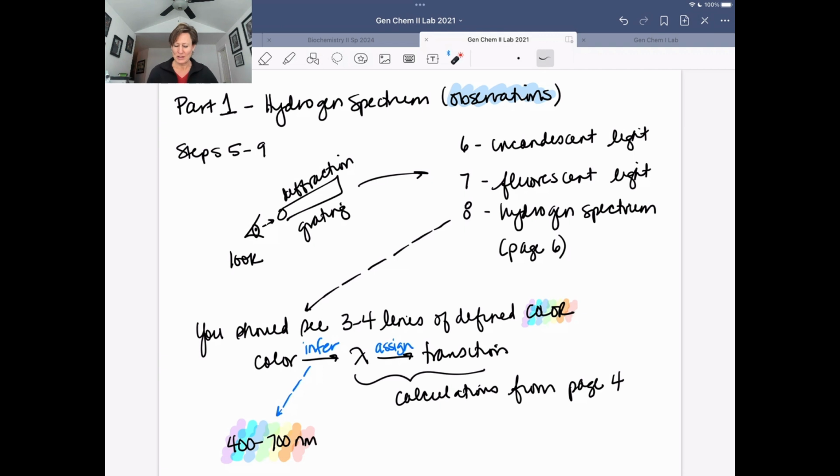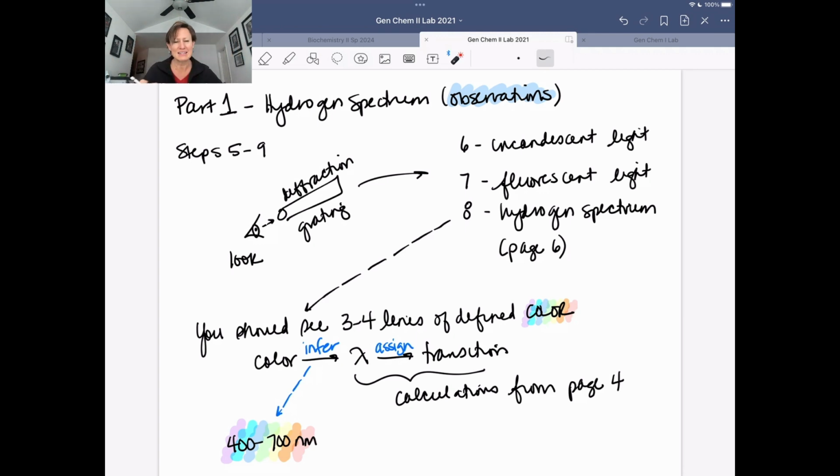And here's what you're going to do, right? You're going to take the color that you see, and based on the fact that if you see color, it means you are seeing something in the visible spectrum. Okay, so you are going to infer a wavelength of that light, based on calculations that you had, right? Knowing that anything that's purpley is towards the 400 range, anything that's red is towards the 700 range, and then you're going to assign that to a specific transition that you know matches that wavelength. Okay, that's confusing, don't worry about it. We'll address that again once you get to that point in lab.